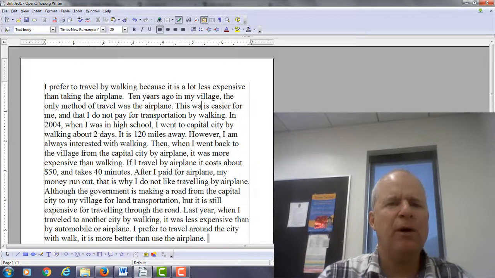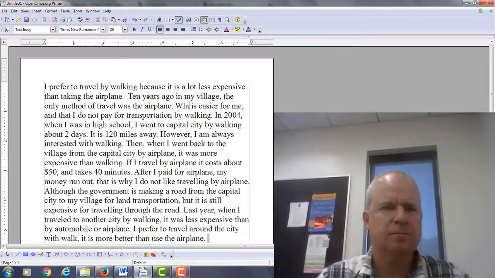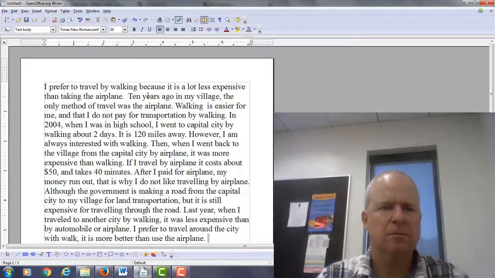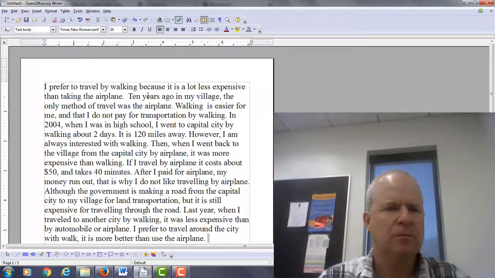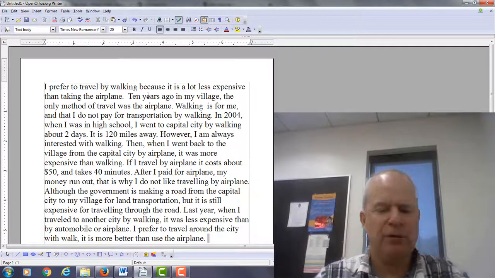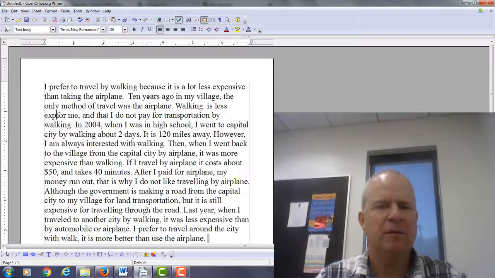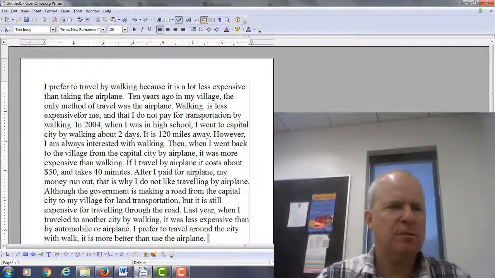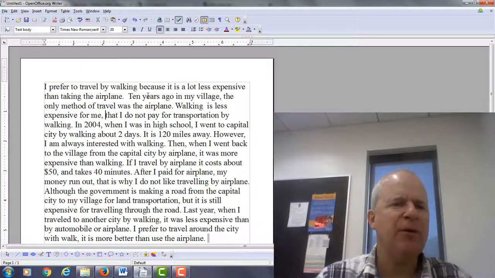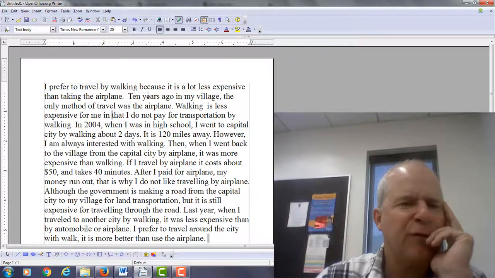And then instead of this way, you might say, instead of saying easier, I would just say less expensive. Instead of saying and that, I would say in that or because. So walking is less expensive for me in that I do not pay for transportation.